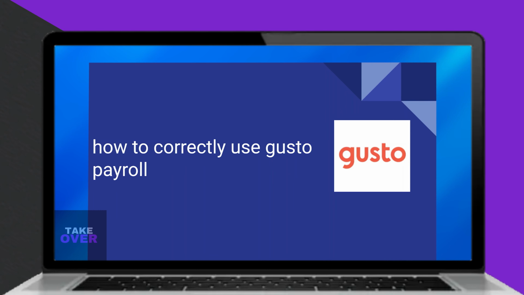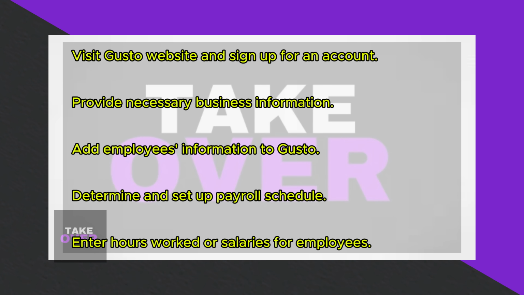Directly using Gusto Payroll is a straightforward process. Today, I'll demonstrate how to do it. Visit the Gusto website and sign up for an account, providing necessary business information such as your company's legal name, address, and employer identification number.